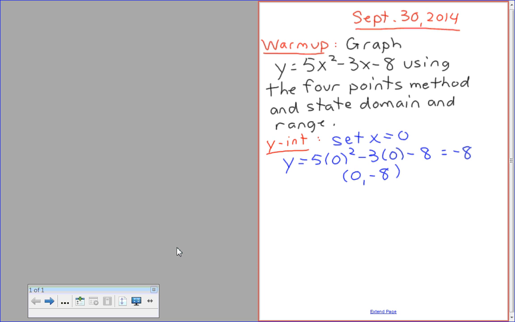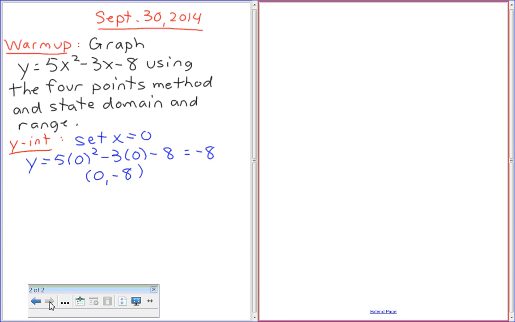Juliana, what point do I do next? X-intercept or vertex? Okay, sounds good. How do we find the x-intercept, please? Okay, good. So set y equals 0. It's going to be 0 equals 5x squared minus 3x minus 8. Good. Juliana, you're not done yet. There are two ways to solve this equation. Can you tell me one of them, please? Quadratic formula. Can you recite that from memory, please? Go ahead.